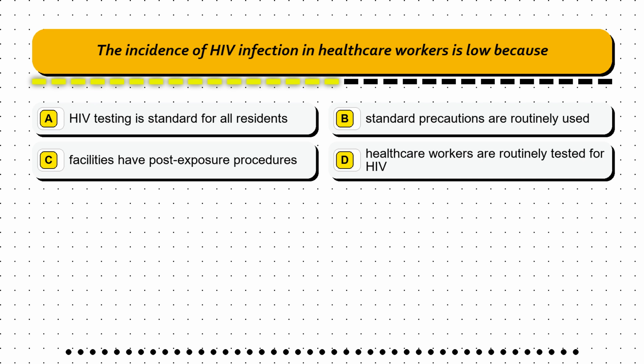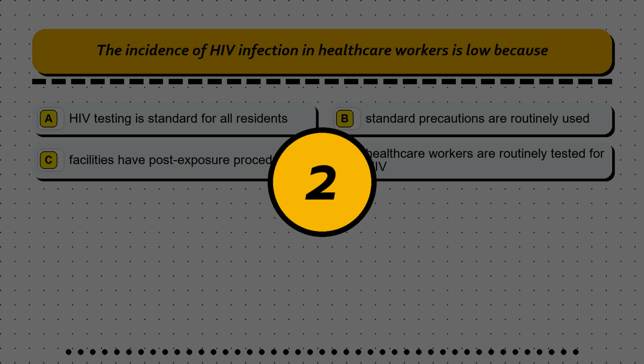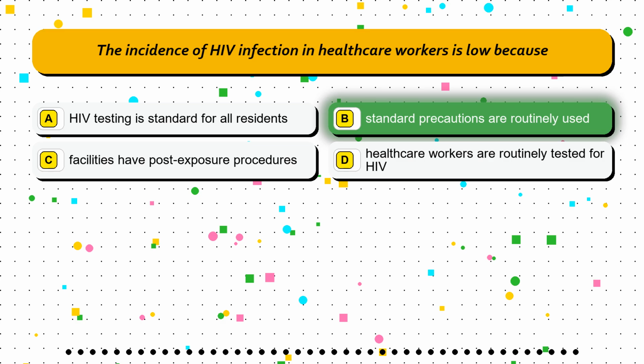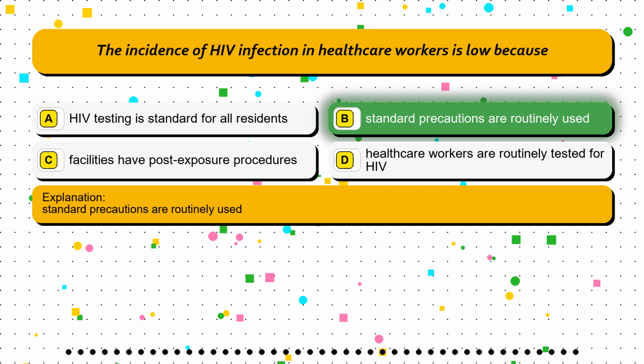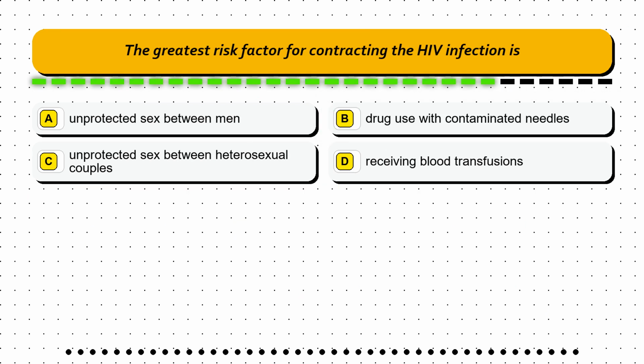all residents. Option B, standard precautions are routinely used. Option C, facilities have post-exposure procedures. Option D, healthcare workers are routinely tested for HIV. The correct answer is option B, standard precautions are routinely used. Question 39. The greatest risk factor for contracting the HIV infection is: option A, unprotected sex between men.